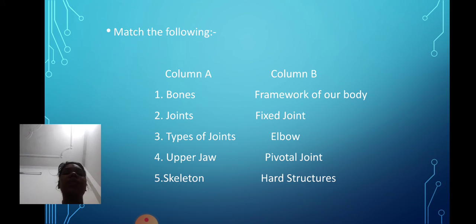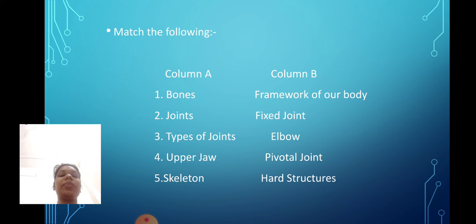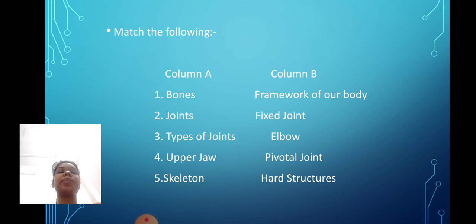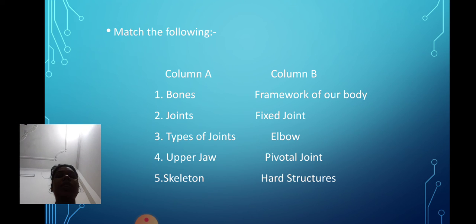Match the following. Bones: hard structures. Joint: elbow. Types of joints: pivotal joint, upper jaw. Fixed joint. Skeleton: framework of our body.